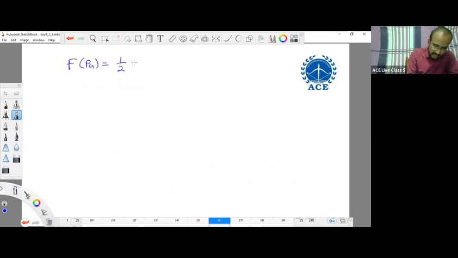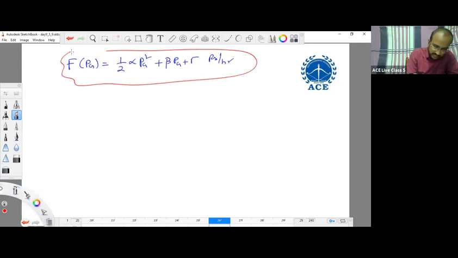Half alpha Pg square plus beta Pg plus gamma rupees per hour. Our objective is to minimize this fuel cost. Minimum fuel cost, to be minimum or maximum? Minimum. In order to minimize the fuel cost, here fuel cost is a function of what? Real power generation.